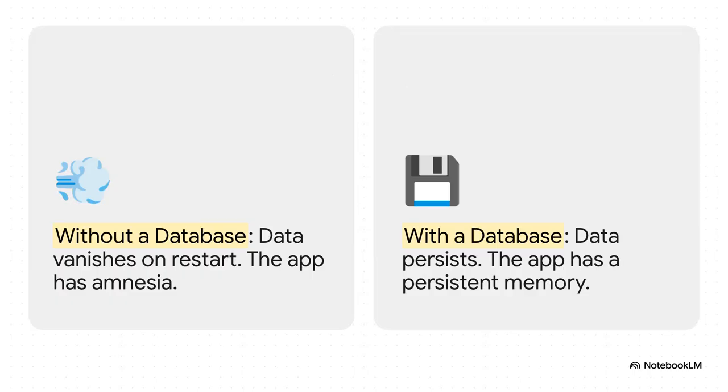You can see it right here. Without a database, a Flask app is a forgetful genius. You add your data, it works perfectly, but then a quick restart and poof, it's all gone. But when we introduce a database, our app suddenly gets a persistent memory. Data is saved, it survives restarts, and your application can actually grow and remember things over time. This is the huge difference between a stateless and a stateful app.